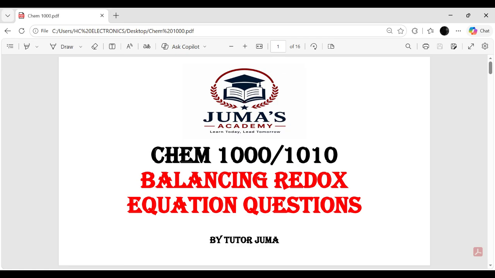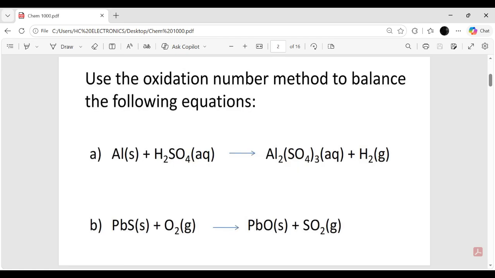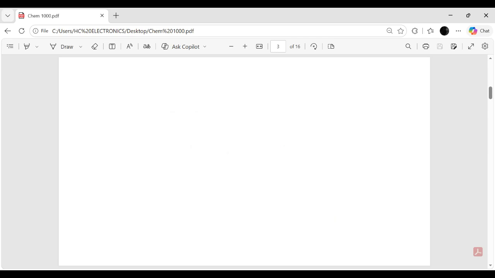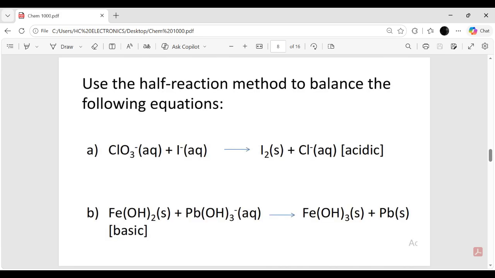Okay, so now the first question. It's saying to use the oxidation number method to balance the following equations. We're supposed to use the oxidation number method to balance these two examples that we have as our equations for the redox reactions. Again, there's another question here which says use the half cell reaction method to balance the following equations. We have these two equations, and we are being told that we're supposed to use the half cell reaction method.